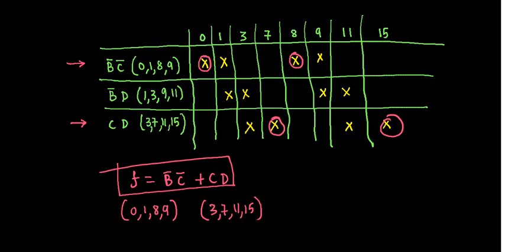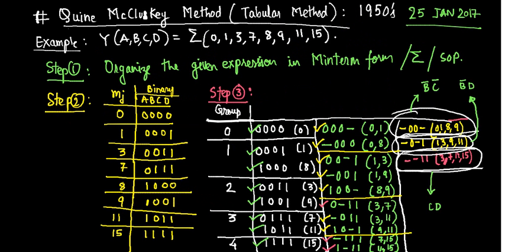So a lot of steps are there. I'll again tell you what the steps are. Just concentrate here. We'll go step by step slowly. Again, I'll say that this is the Quine-McCluskey method. These were the two scientists who discovered this method.